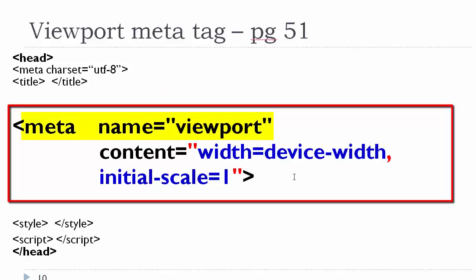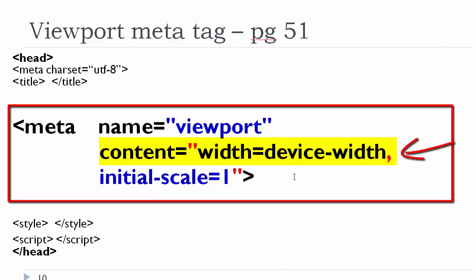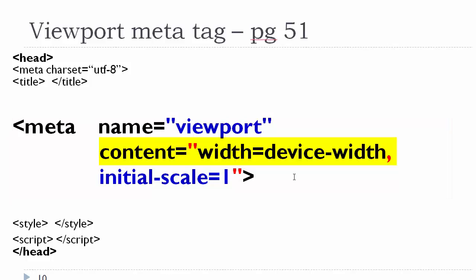Meta, name equals viewport, content. This is the content attribute of the meta tag, and it can take a string of parameters that are comma separated, and they are all included inside the quotations. Now remember, quotations are optional in HTML5. So at minimum, you want to set the width property to equal the device width. So what we are saying is the width of the layout viewport will be the same as the device width.